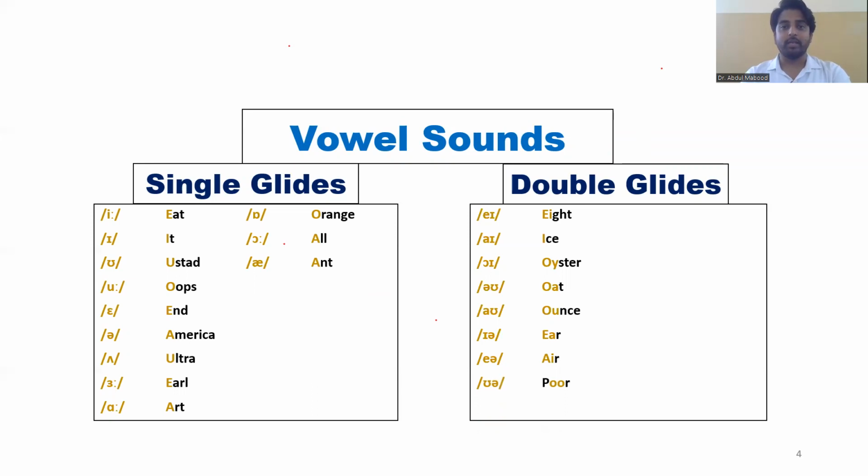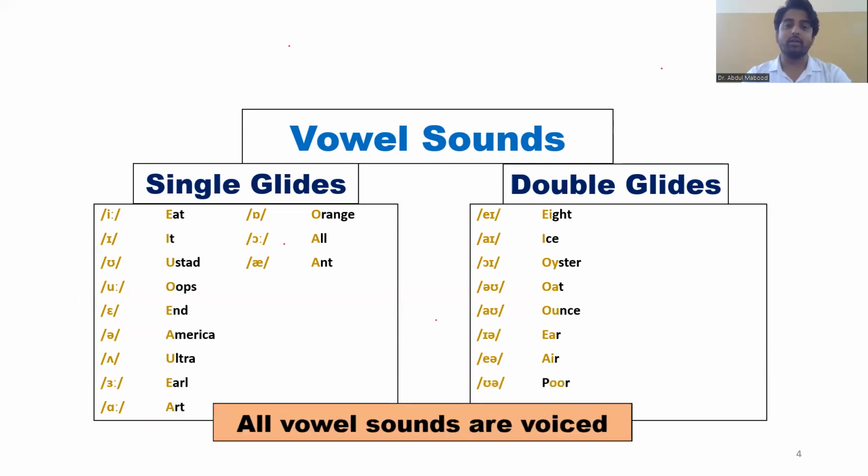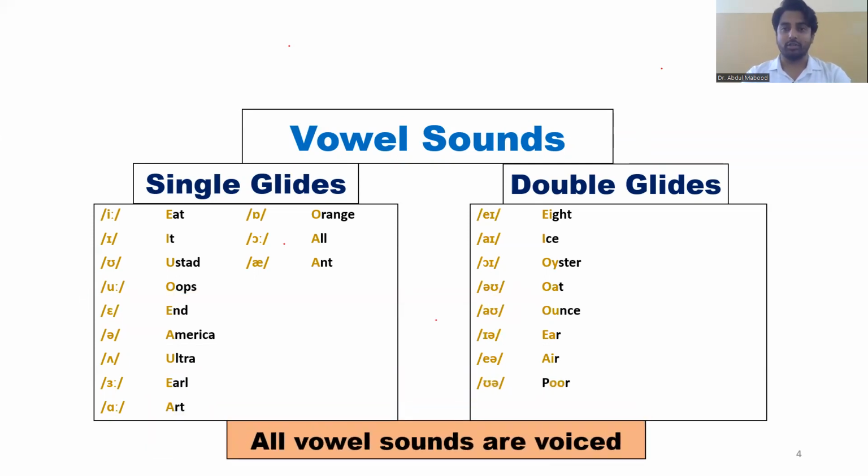So these are the vowel sounds. Now by default, all these vowel sounds are voiced. Fine. So in a consonant, some of the sounds are voiced and some of the sounds are voiceless, but in vowel sounds, all the sounds are voiced.